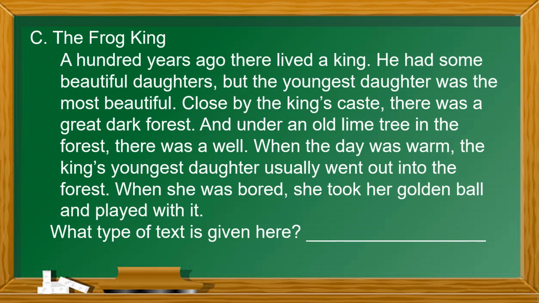For letter C, the Frog King. 100 years ago, there lived a king. He had some beautiful daughters, but the youngest daughter was the most beautiful. Close by the king's castle, there was a great dark forest, and under an old lime tree in the forest, there was a well. When the day was warm, the king's youngest daughter usually went out into the forest. When she was bored, she took her golden ball and played with it. What type of text is given here?